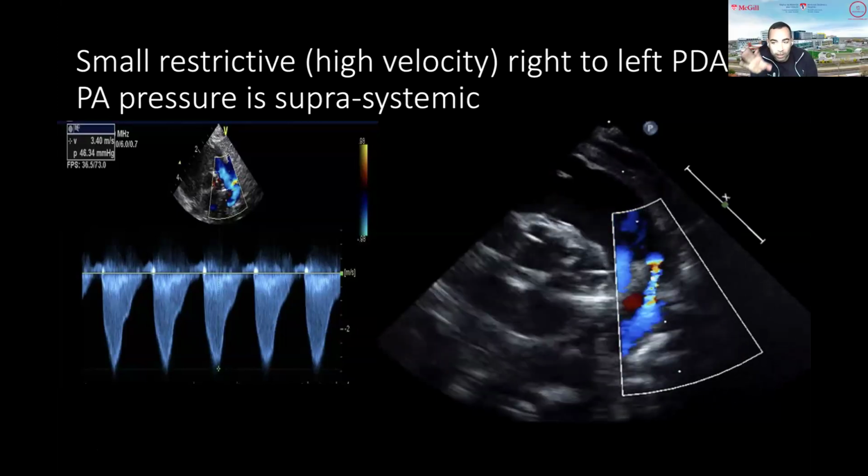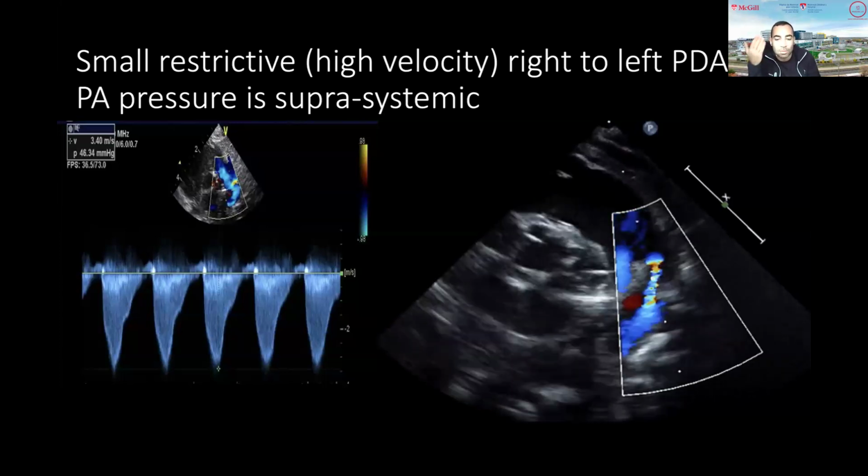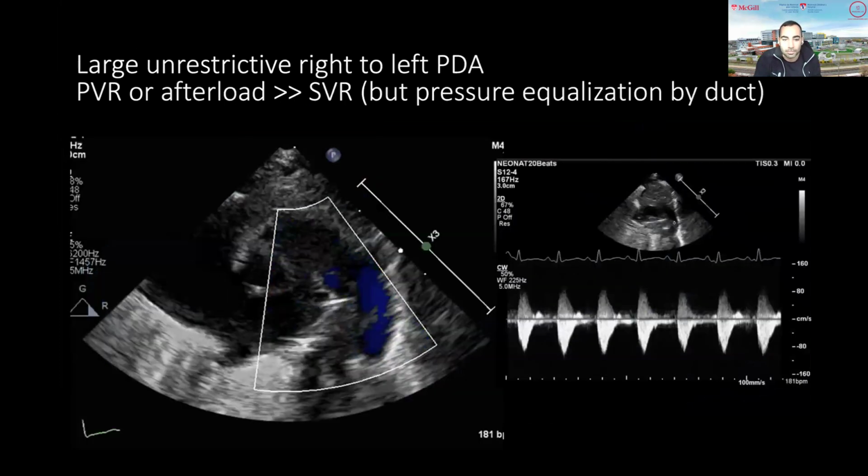So that's why it's very important. It's one thing to see one clip of an echo and say, oh, the duct is right to left. It's another thing to try to put it into the context of the whole picture. Maybe this patient doesn't need iNO, maybe this patient needs PGE. So that's why it's important to think outside the box.